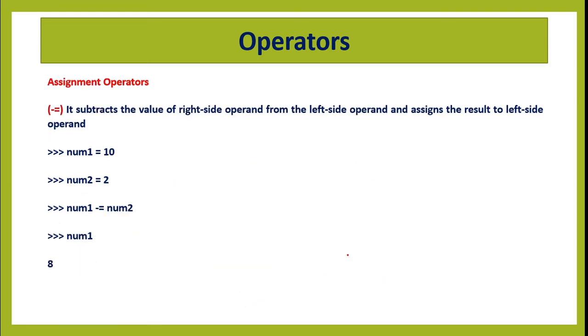So next one is subtraction shorthand assignment operator. This one subtracts the value of right side operand from the left side operand and assigns the result to the left side operand. So num1 is equal to 10, num2 is equal to 2, then num1 -= num2, which means num1 = num1 - num2. What is the value of num1? It is 10, num2 is 2. So 10 minus 2, it is 8. This is the result here.